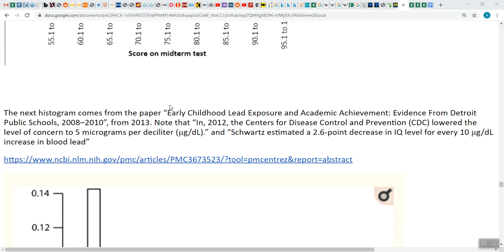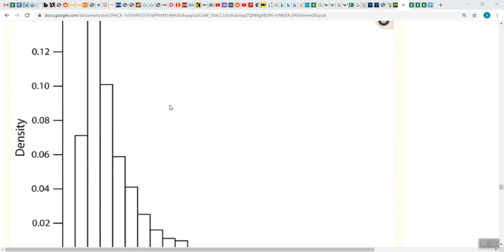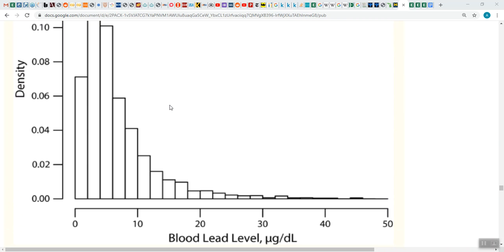Here's data from a kind of social science public policy paper about exposure of children to lead in their drinking water and their paint chips in their house and such. So this is the actual amount of lead in their blood. Would you say that's skewed right or skewed left?